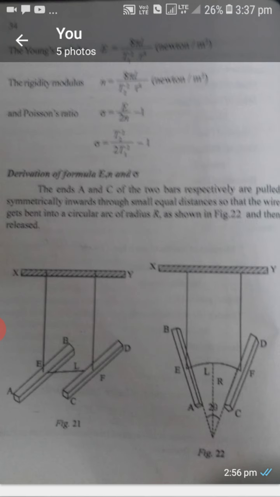Then AB bar makes an angle theta with the string and CD bar makes an angle theta with the string. Therefore the total angle is 2 theta.